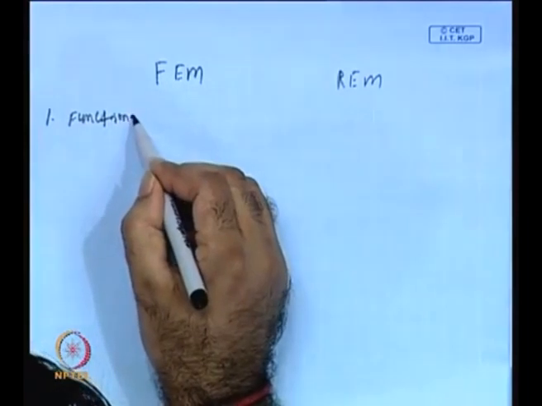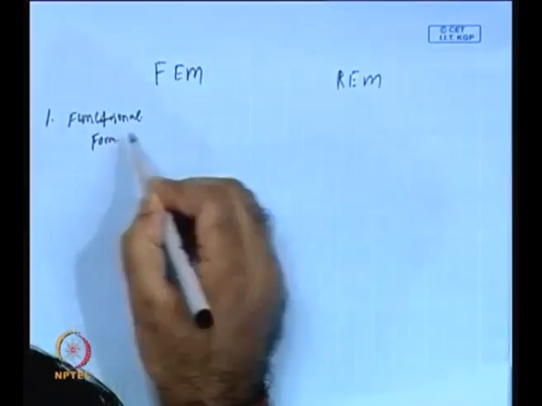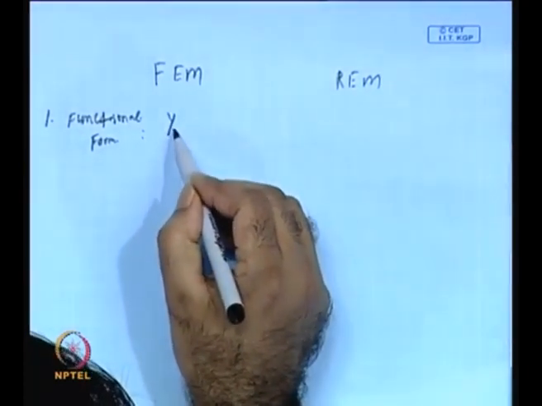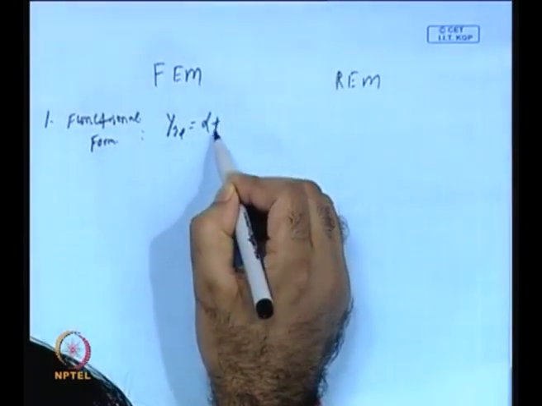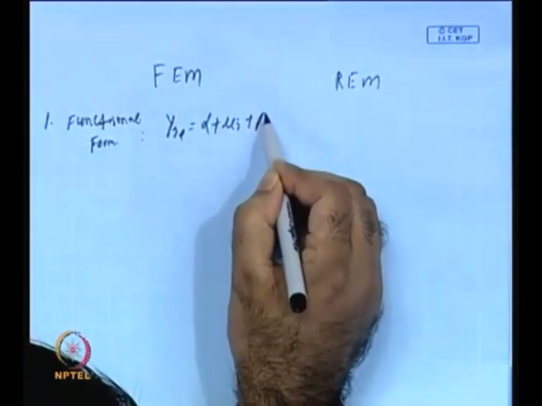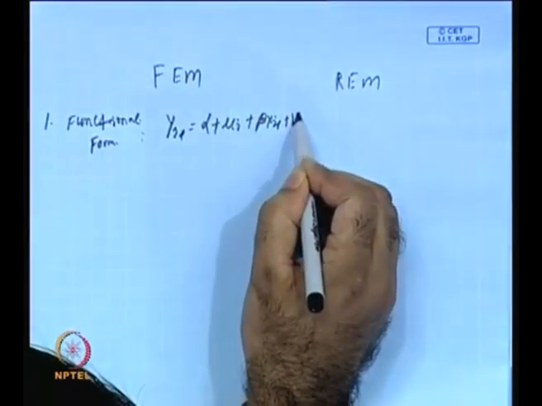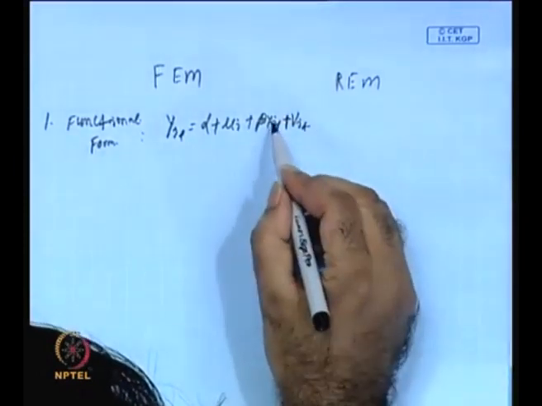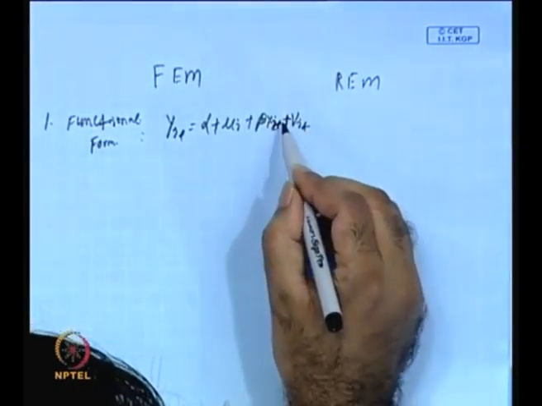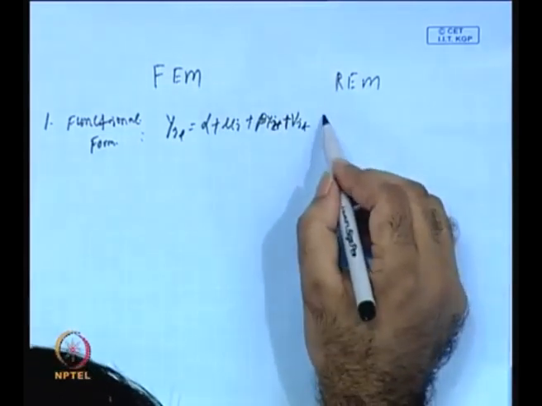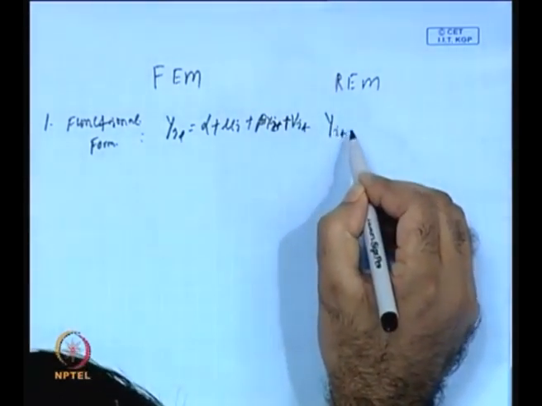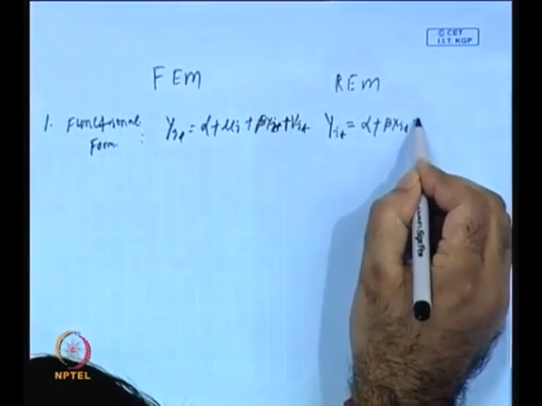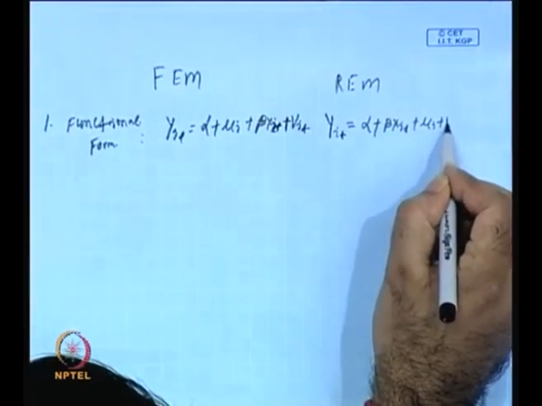First, with respect to functional form. We have already mentioned: for the fixed effect model, the model will be written like this: yit is equal to alpha plus beta xit plus vit. This is how the functional form of the fixed effect model looks. In the case of the random effect model, this can be written as yit equal to alpha plus beta xit plus mu i plus vit.